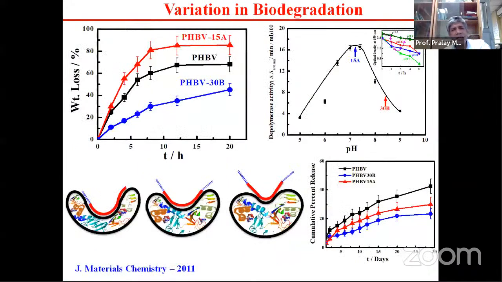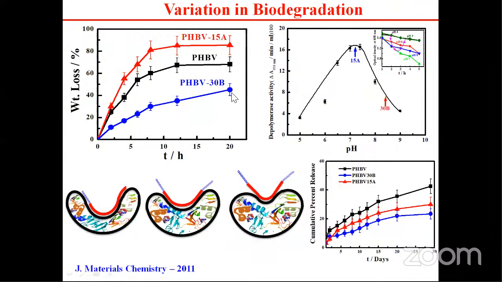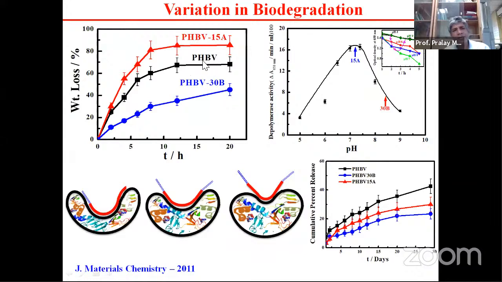So this part here we have shown. If we use different nanoparticles, 15A and 30B are two different nanoparticles, in the same polymer, PHBV, polyhydroxybutyrate-valerate, which is a copolymer, then in one clay it enhances the biodegradation, but in the other clay it reduces the biodegradation. So here the release will be very slow, as we have shown, and here the release will be fast. The cumulative release will be high here and low here, using two different nanoparticles.